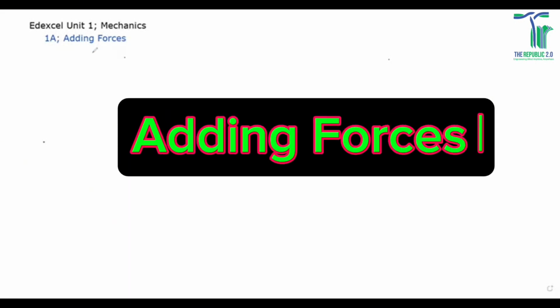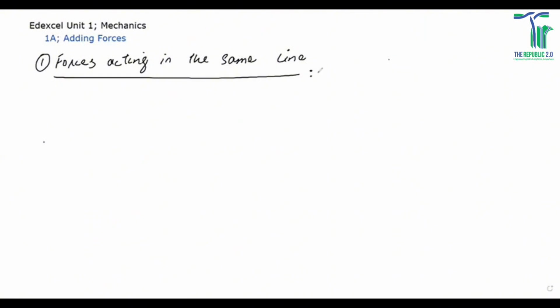So today we are going to learn how we can vectorially add two or more forces, right? There are some different rules, and we are going to talk about those rules. So, adding forces. First of all, we'll be talking about those forces which are acting parallel to each other. The first case in addition of forces is the forces which are acting in the same line.